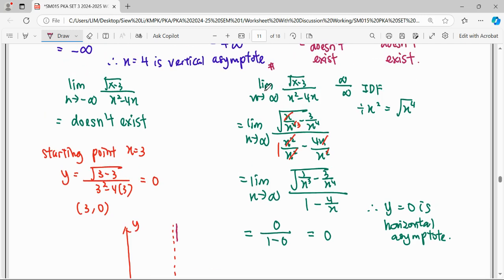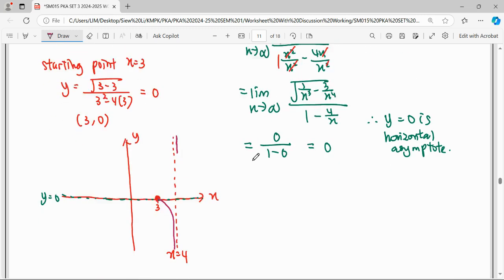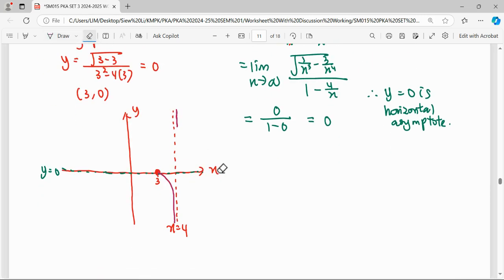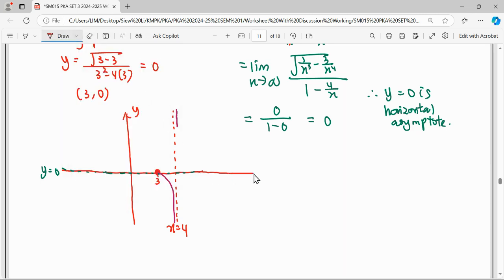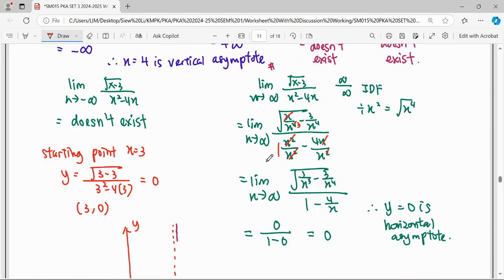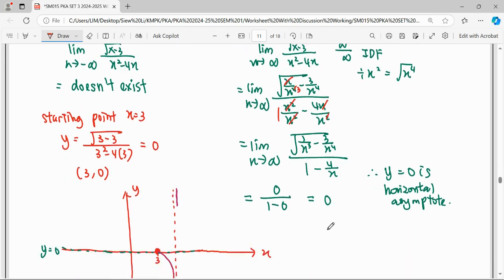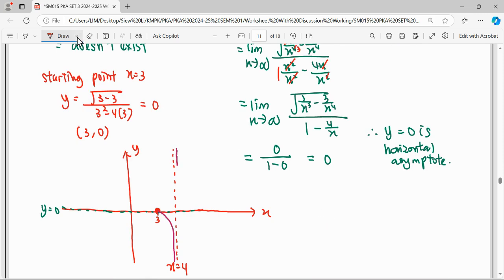And then when your limit go to the infinity, x pergi infinity, maksudnya x pergi sekanan yang boleh. So kalau dia nak pergi sekanan yang boleh, what happen? It will approaches 0. So it will come near to the 0. Then we check, ada tak intersect? Ada tak dia akan sentuh x-axis?